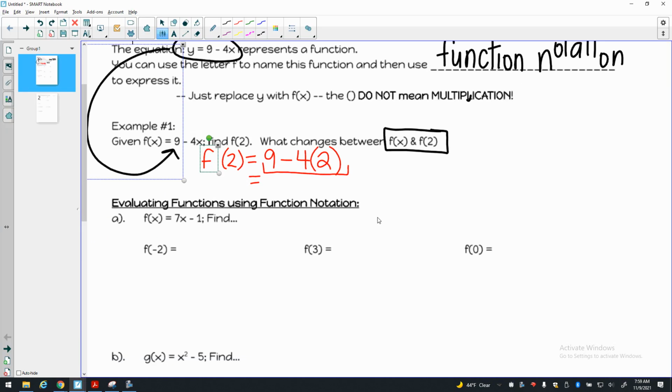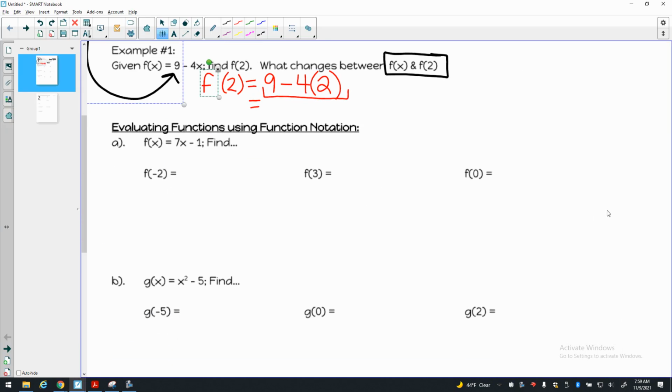Okay? Let's look here. We're going to do letter A. F of x equals 7x minus 1. Ready? Now, on Friday, you better have some work to be shown. Because if you don't show me anything, then it's going to be really hard for me to give you partial credit when we're going through things.